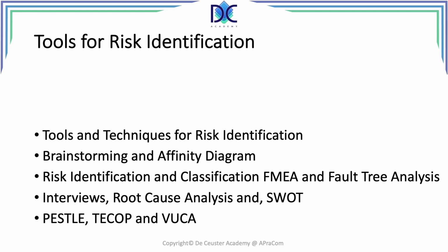We are looking in this presentation at tools for risk identification. What are the tools and techniques that we can use for risk identification? We'll look at brainstorming and the affinity diagram. There is some risk identification and classification, which is FMEA and fault tree analysis. We also have interviews, root cause analysis, and SWOT. And to finish this presentation, we have a look at PESTLE, TCOP, and VUCA. I will explain these abbreviations when we come to the slides.